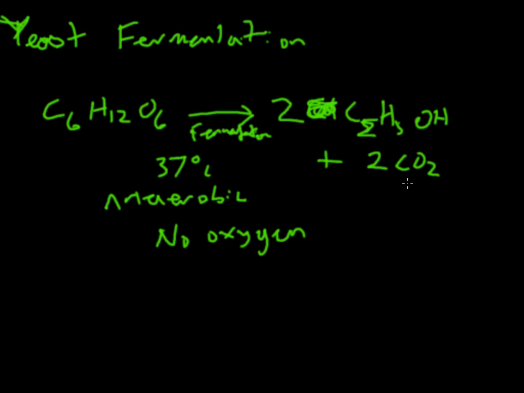Other important points are that it produces carbon dioxide as a product, and that we get 2 of them for every sugar that we burn. There are different sugars with this chemical formula that can be fermented, like glucose, maltose, sucrose. All of those can be fermented down into ethanol.